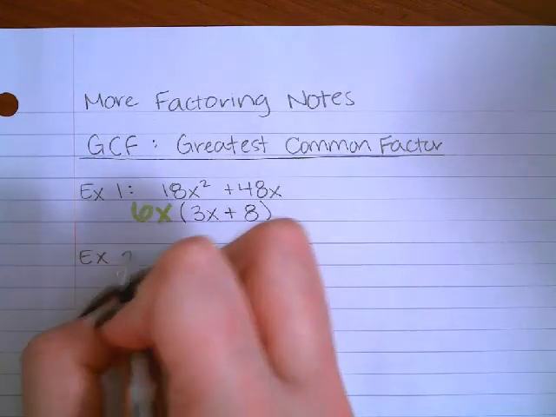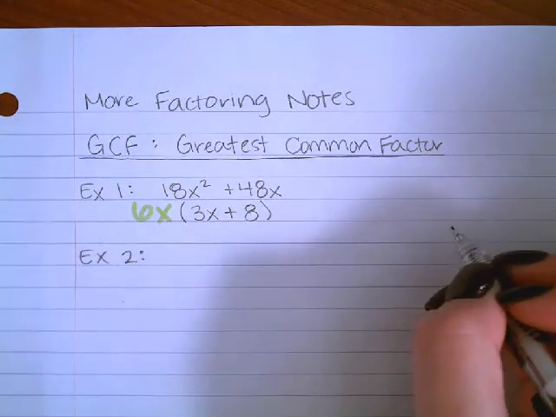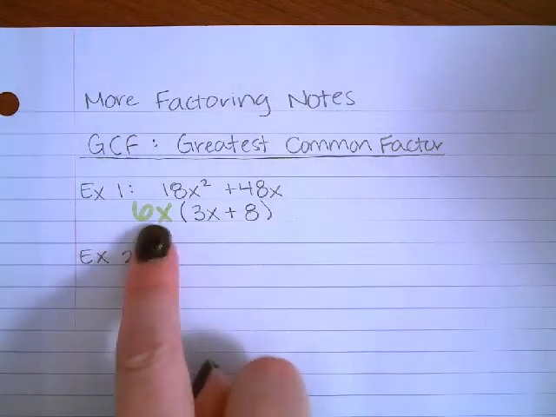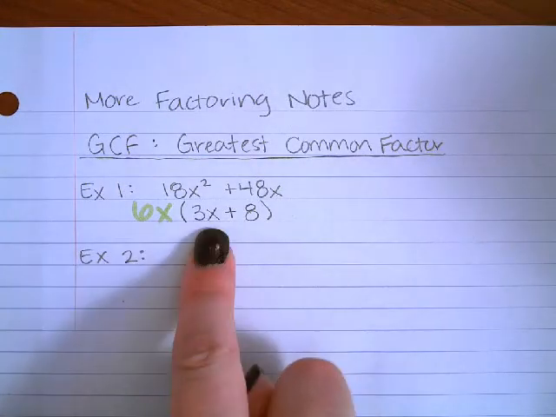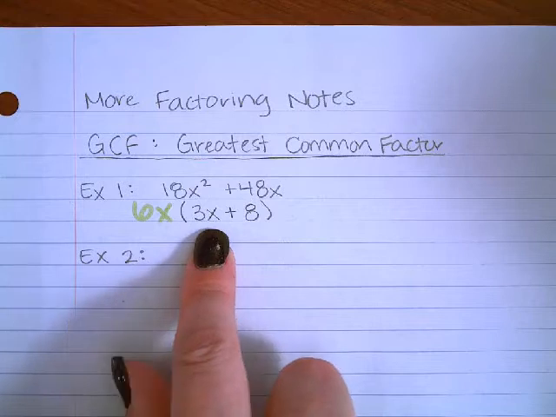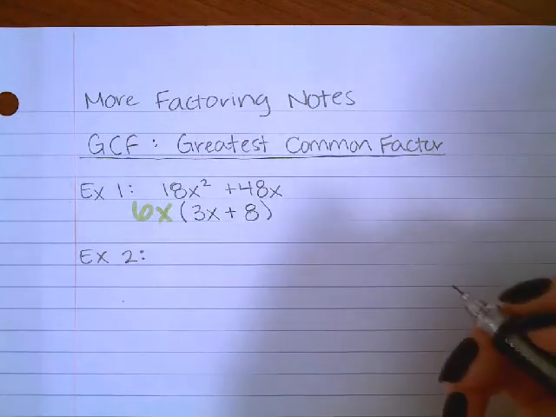And factors don't have to be written in parentheses to be considered a factor. So we would say 6x is the first factor, 3x plus 8 is the second factor. So this is the completely factored form.